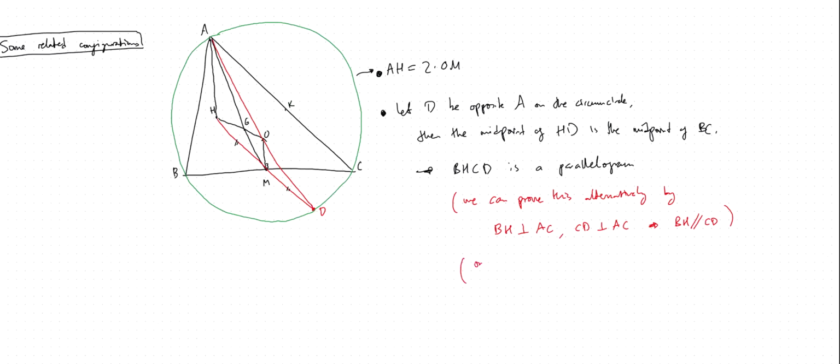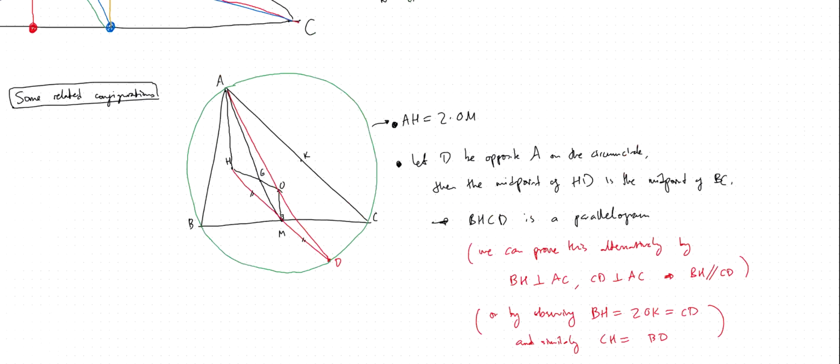Or by observing BH equals 2OK equals CD, and similarly CH equals BD. This also shows that when you have a quadrilateral with opposite sides having the same length, this is forced to be a parallelogram. These are all just alternative proofs for the same thing.